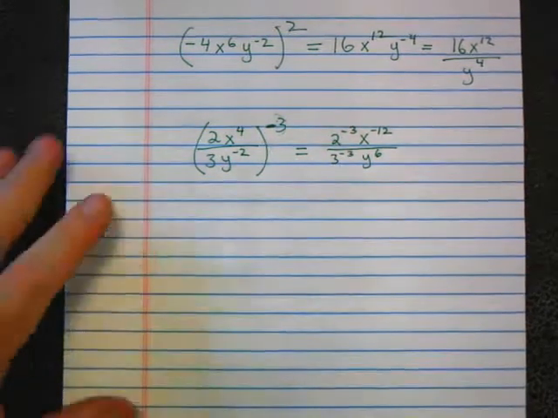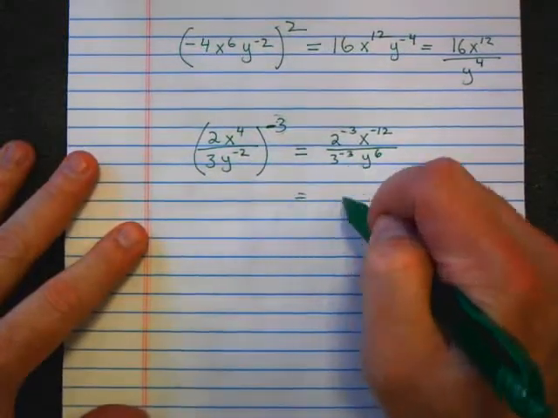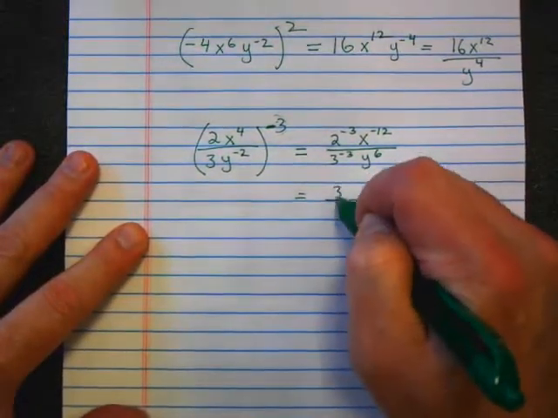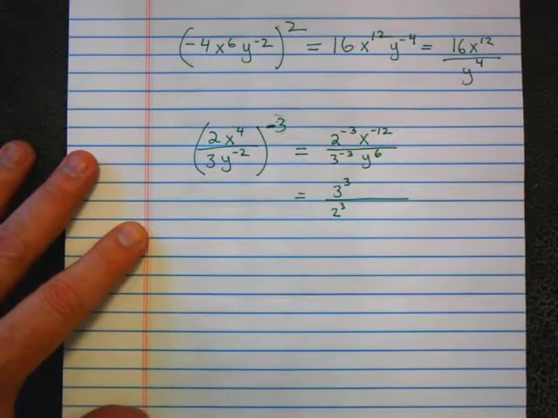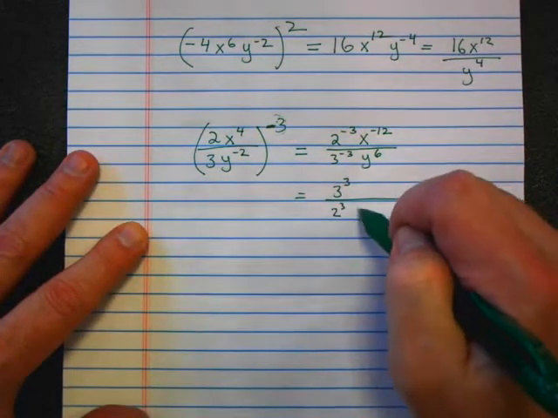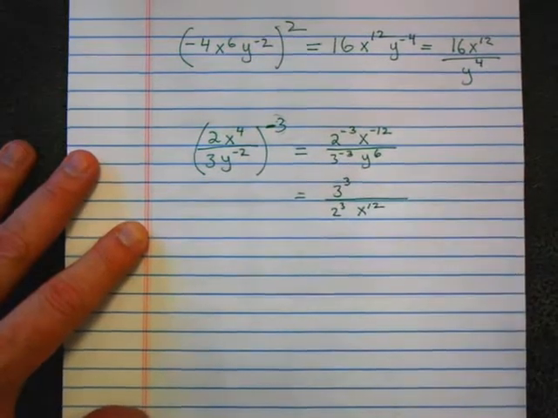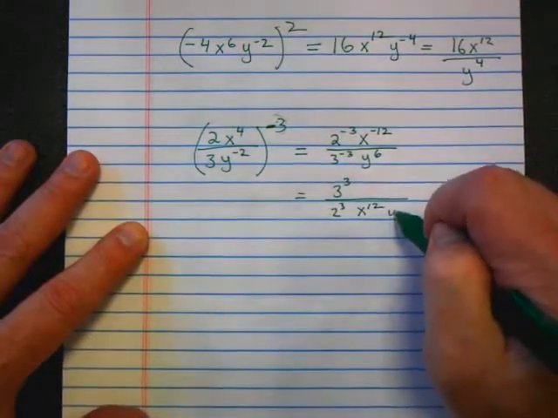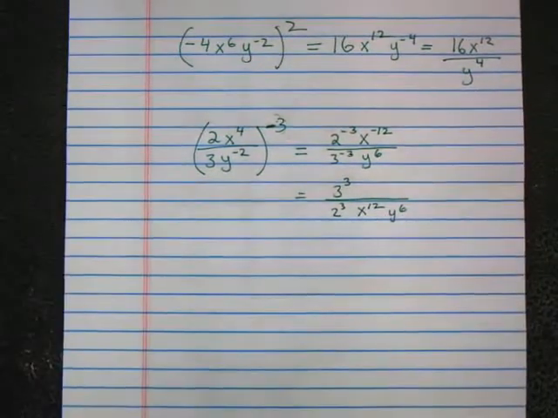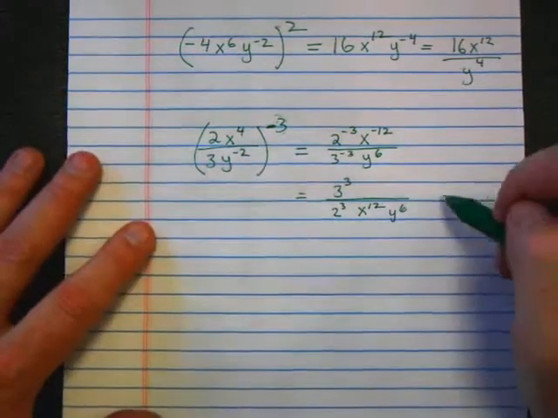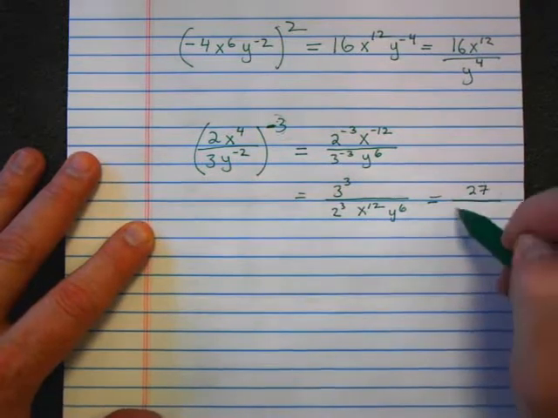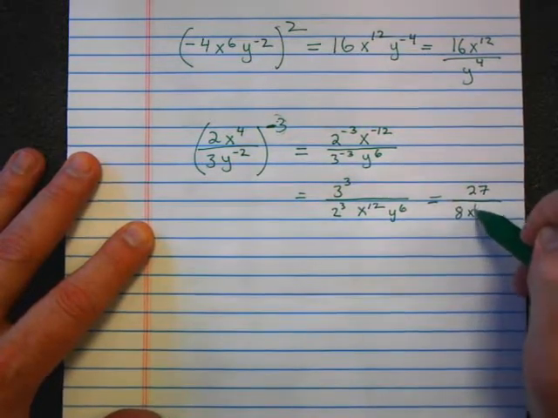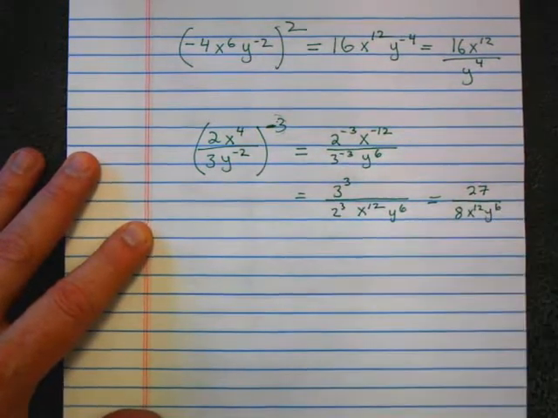Now I move stuff. So the 3 cubed comes up on top, and the 2 cubed goes down on bottom. The x to the 12 goes to the bottom. Y to the 6 stays on bottom. And then I can deal with the numbers. 3 cubed happens to be 27. 2 cubed is 8. 27 over 8 x to the 12, y to the 6 is how I would write my final answer.